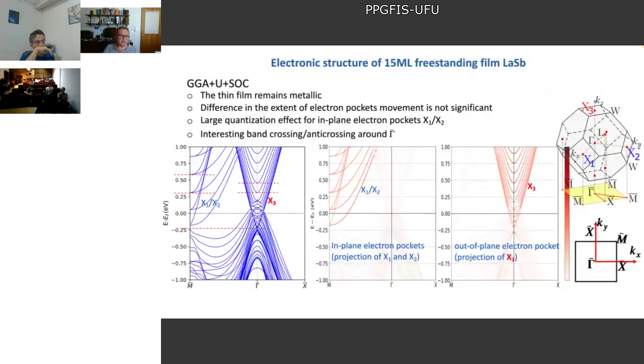So you look at this freestanding slab, 15 monolayers thick, and you see the X3 that is folded at gamma. You have many subbands due to the many layers, and the bands at X1 and X2 barely change, but you can see them go up a little bit. And then the gap opens at the M bar, which is the projection of X1 and X2, right? But the bands at X3 that are projected to gamma don't move.